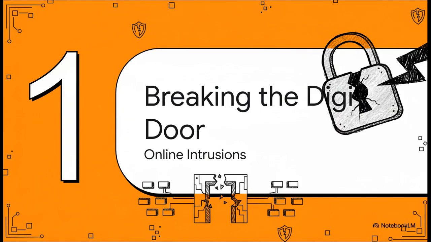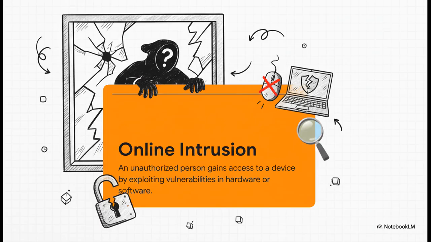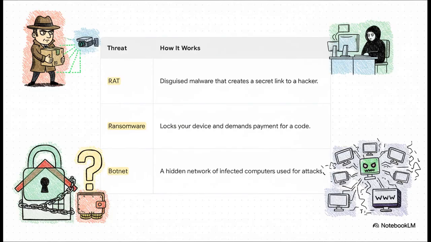Okay, first up, let's talk about that direct approach, the digital break-in. This is all about an attacker finding a crack in your system and just forcing their way inside. No invitation necessary. The official term for this is an online intrusion. But really, just think of it this way. If your software or your hardware has a weak spot, like a cracked window or a cheap lock, an intruder can use it to get inside your digital home. Plain and simple.